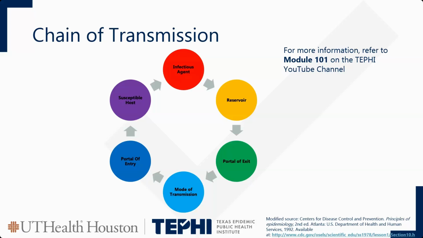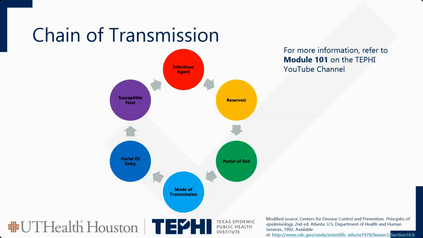And it involves 6 components. The first is the infectious agent. This is the pathogen causing the disease. So this can either be bacteria, virus, fungi, etc. The next component is the reservoir. This is the place that the pathogen lives and can multiply. So it's an environment that is conducive enough for the pathogen to grow. This can be a dirty surface, soil, water. It can even be other animals.